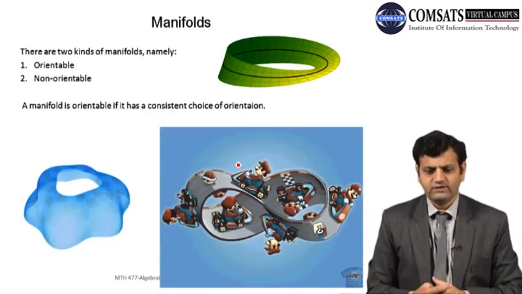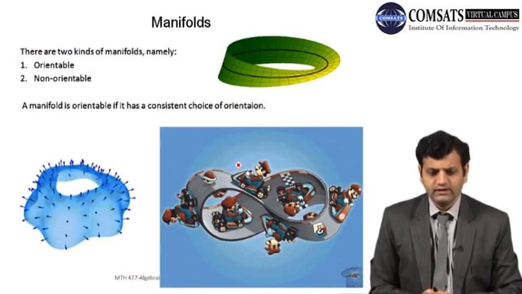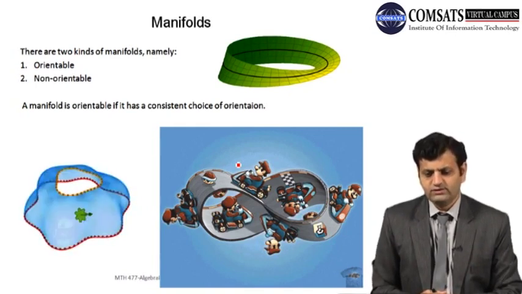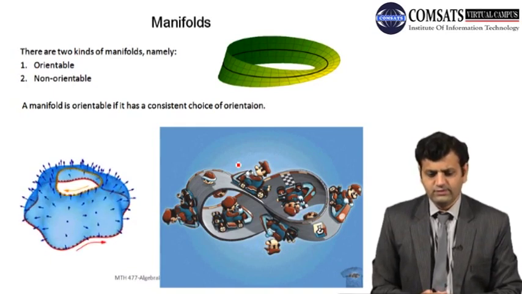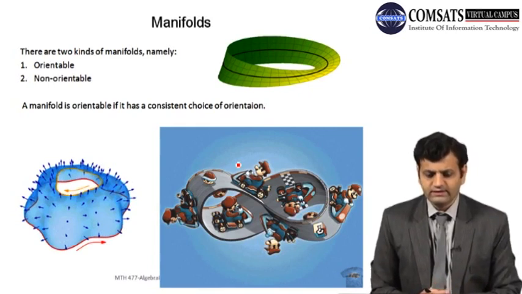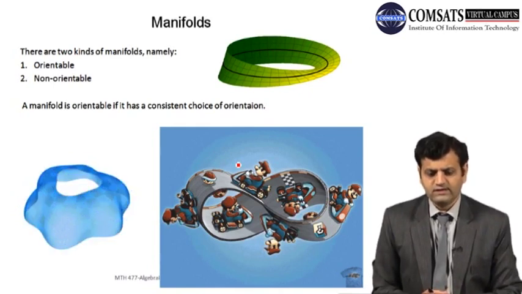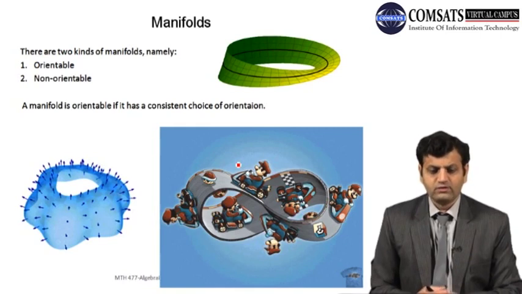Now there are two kinds of manifolds, namely the manifolds which are orientable and the manifolds which are non-orientable. We are not going into the technical details of the definition of orientability, but roughly speaking, a manifold is orientable if it has a consistent choice of orientation. For example, in this animated diagram, you can see that there is a unique normal vector at each and every point of this surface. So in the case of surfaces, a surface or a 2-manifold is orientable if you have a unique normal at each and every point.